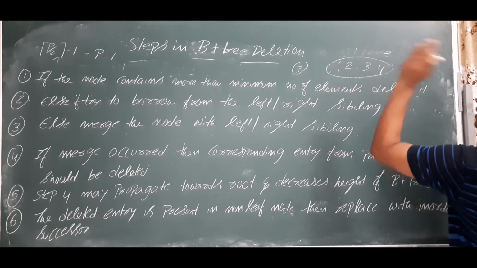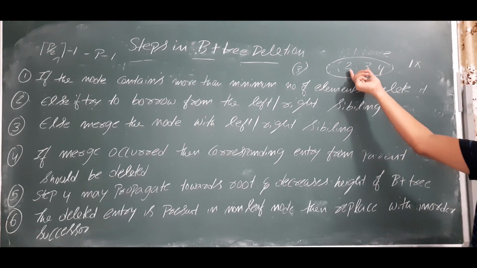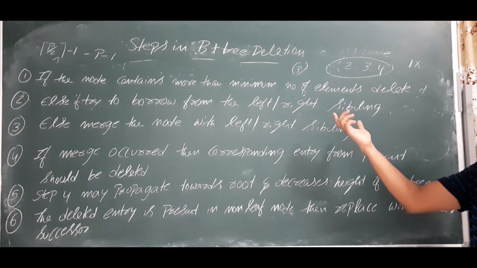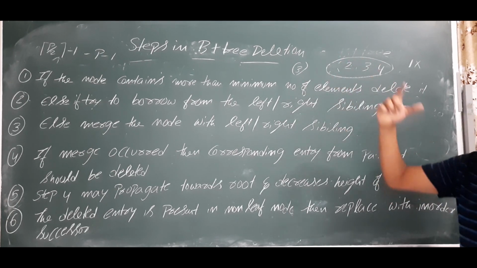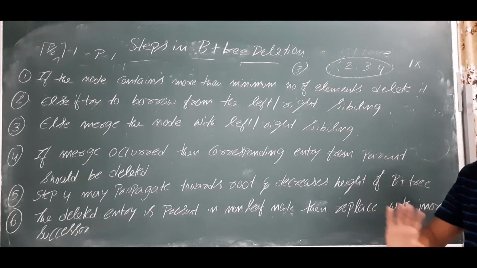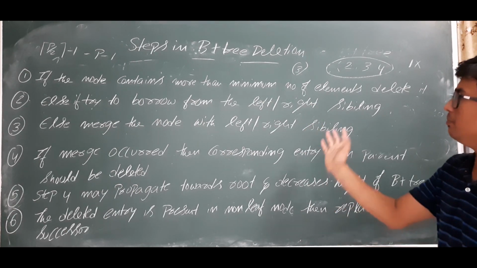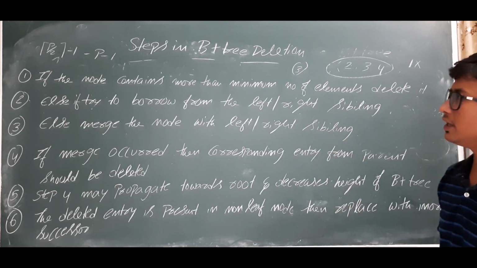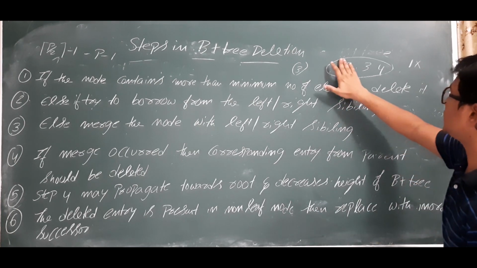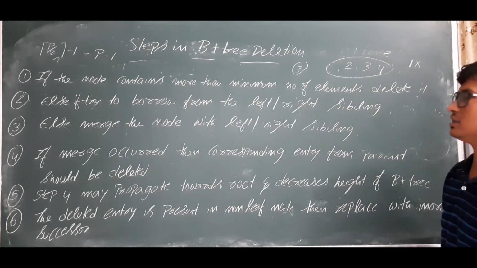If I delete 1 from this node, the remaining elements are 2, 3, 4. So we have 3 elements, which is the minimum number of elements after deleting 1. So it is not an underflow condition, and I can delete the element without any problem. Let's take that we have deleted 1 successfully.